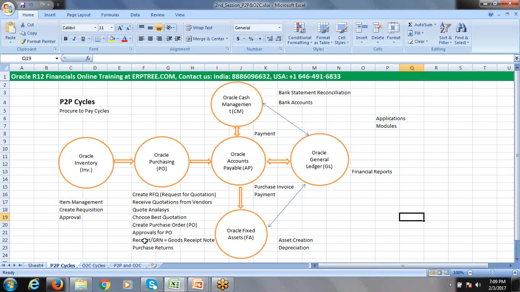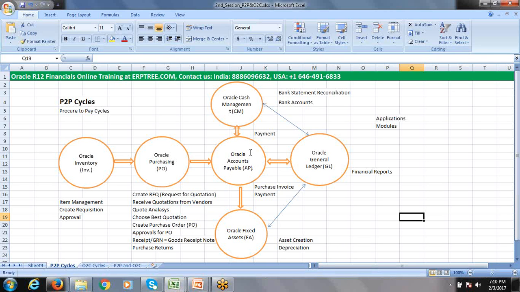Once the organization receives the material, we create the receipt, which you can call a GRN. GRN stands for goods receipt note. If there is any need to return the material, we perform purchase returns. Finally, the purchasing department will share the GRN information with the accounts payables department, the AP application.